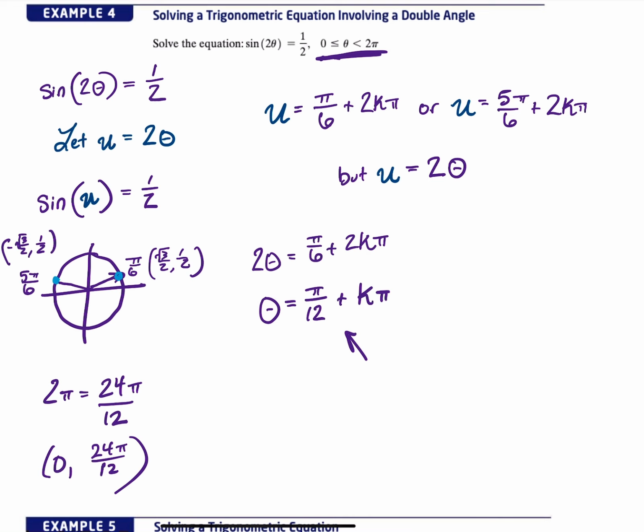So our first one definitely falls in that range. We can say this would equal pi over 12 if k is equal to 0, just that first angle. And then if we add k pi, or we can say add another 12 pi over 12, then that would be 13 pi over 12. And that's less than 24 pi over 12, so that would be another solution.